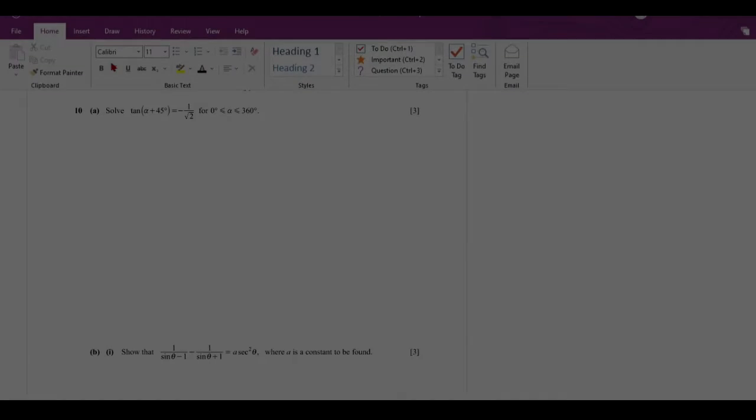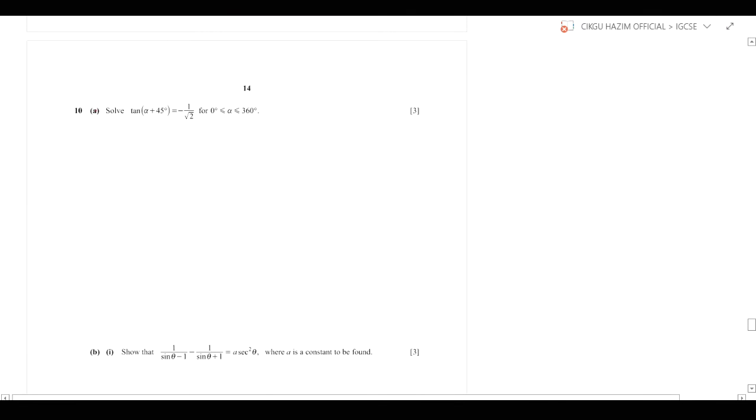For question number 10, what we have here is a trigonometry question. Whenever we have a trigonometry question with quite long things to understand, you also need to master a lot of basics in trigonometry to really understand the trigonometric questions in the IGCSE paper.